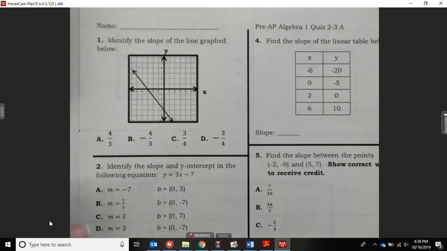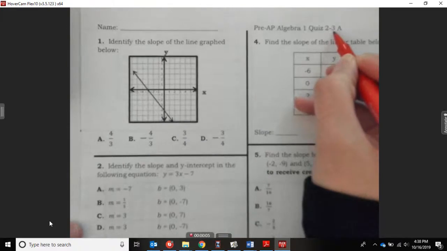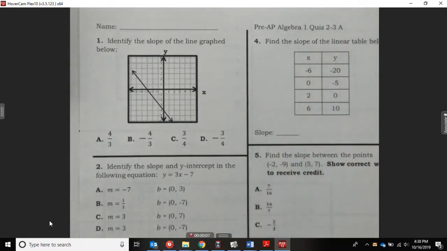All right, we're going to go over quiz 2-3 version A. So make sure you have version A before you start watching this video and realize you actually should have watched version B. So on version A, number 1 says identify the slope of the line graph below.